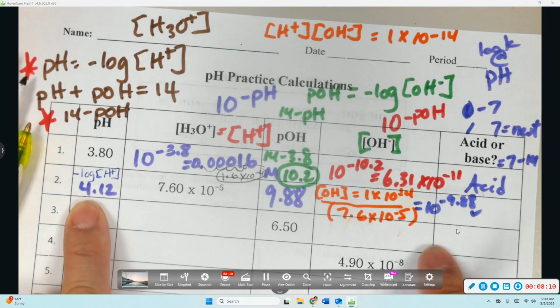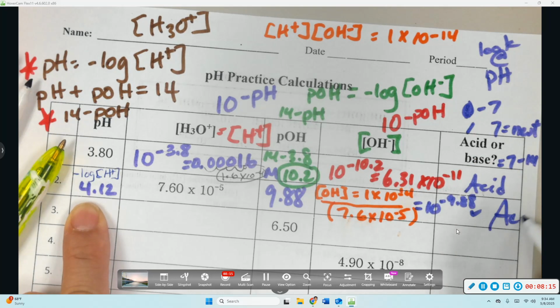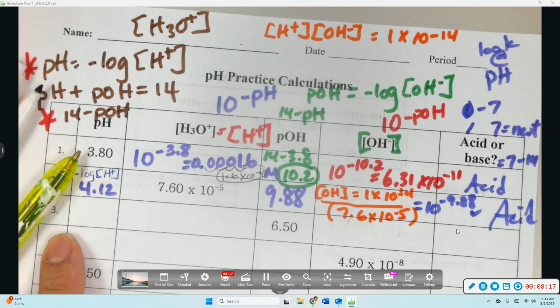And then look at the 4.12, it's below 7 again for acid or base. Below 7, it is acid again. Okay.